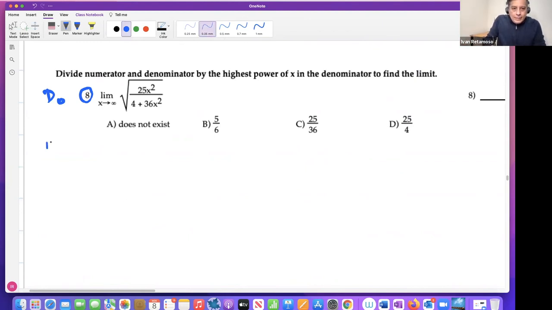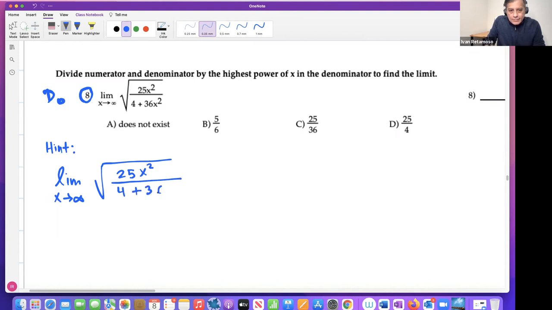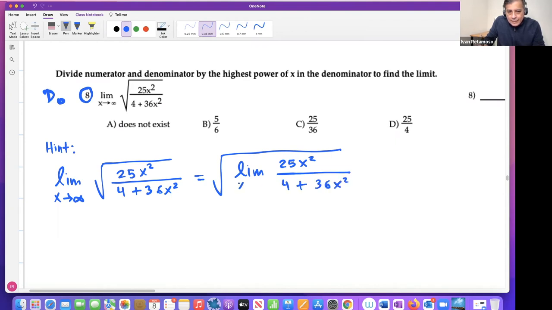And I will give you the hint, right? Hint: use this property that comes from limit laws. That says that the limit of the square root of some function, especially this rational function, is the same as the square root of the limit. So you put the limit inside the radical, and you focus on getting this done: 4 plus 36x squared as x approaches infinity.